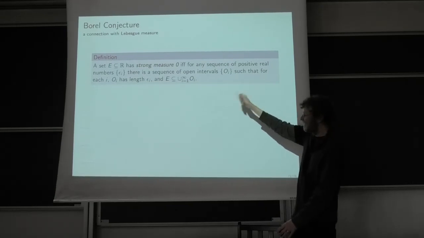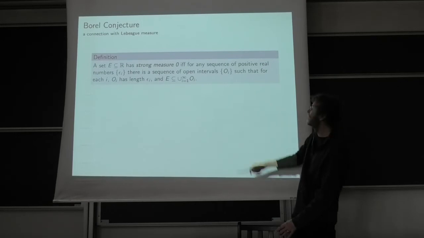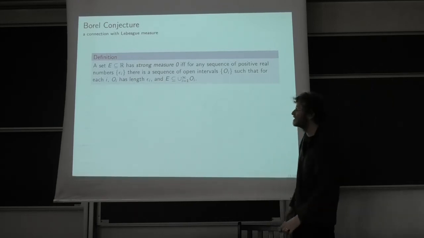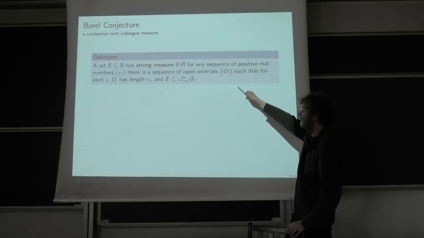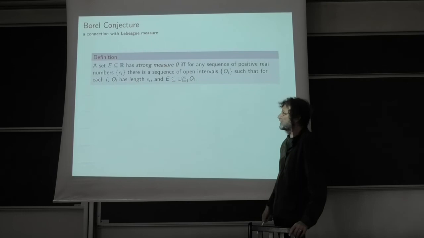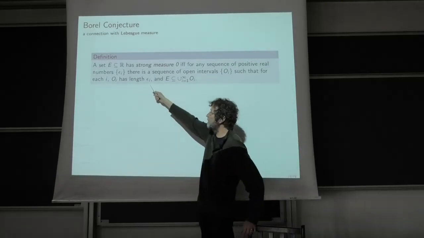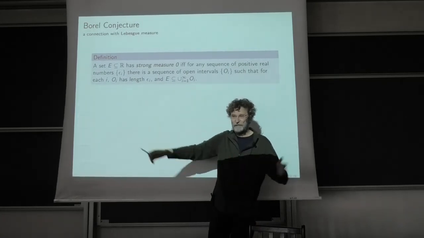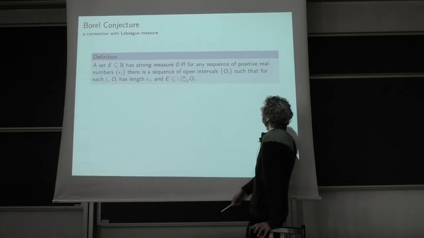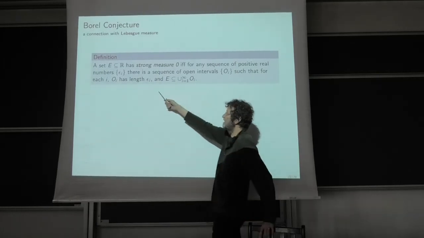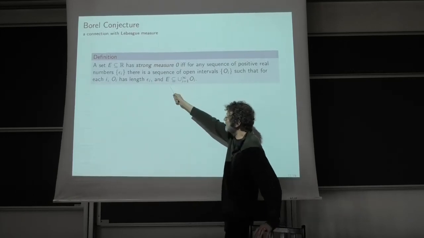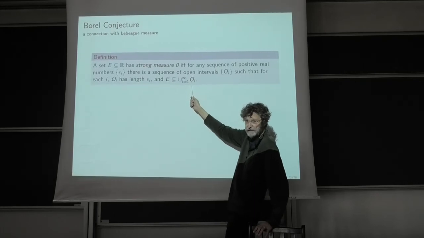A set has strong measure 0 means that for any sequence of positive real numbers, and think of that sequence as going to 0 very quickly, there is a sequence of open intervals such that each interval has length less than or equal to epsilon i. We could puff it out to have bigger length if it's smaller. And the set of strong measure 0 is covered by the union of those intervals.